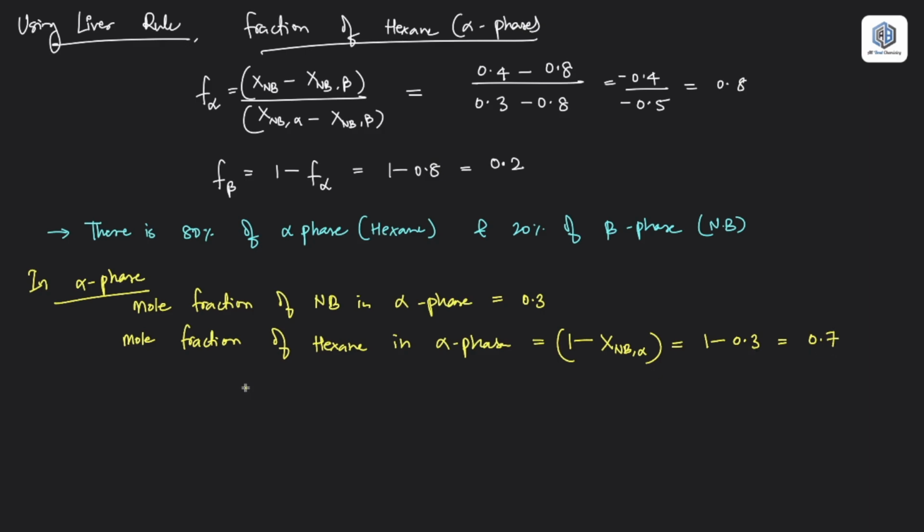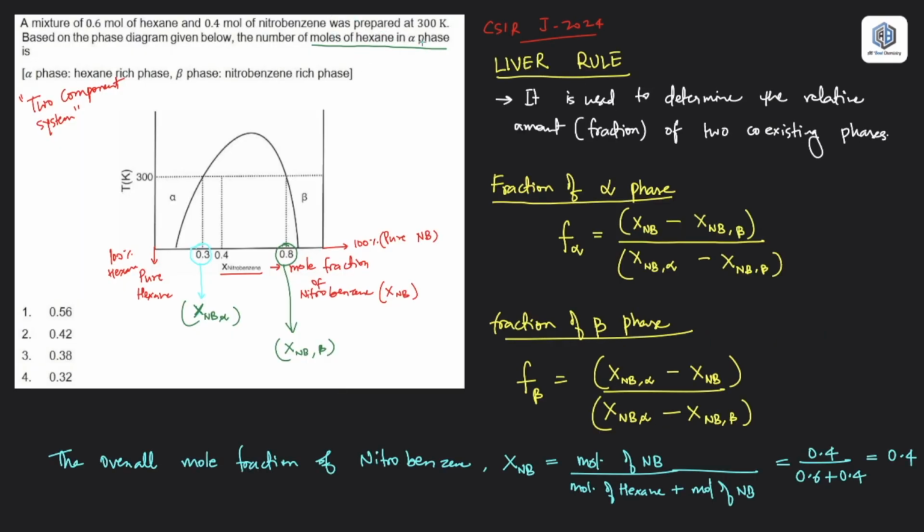Okay, so this is the mole fraction of hexane in alpha phase. Now when you have to calculate the number of moles, this is the formula where we are going to use the fraction value which you have calculated. So when you have to calculate the moles of hexane in alpha phase, that's what they were asking in the question, right? Moles of hexane in alpha phase.